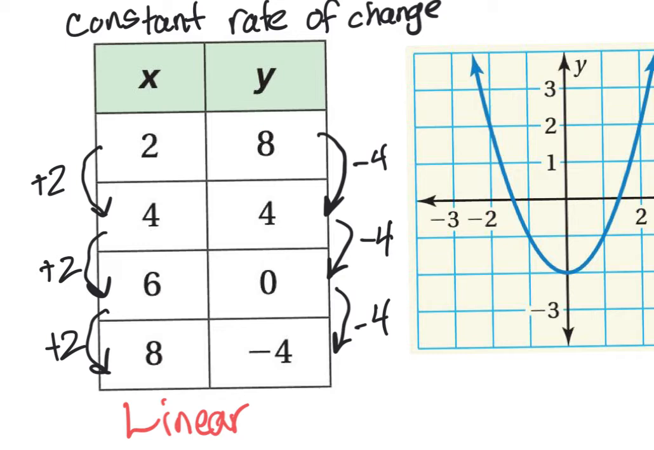If we were to graph these points on a coordinate plane, we would see a straight line. Okay, so the next one, easy. The graph, we see a curved line. It's not straight, so therefore we have a non-linear function represented in this graph.